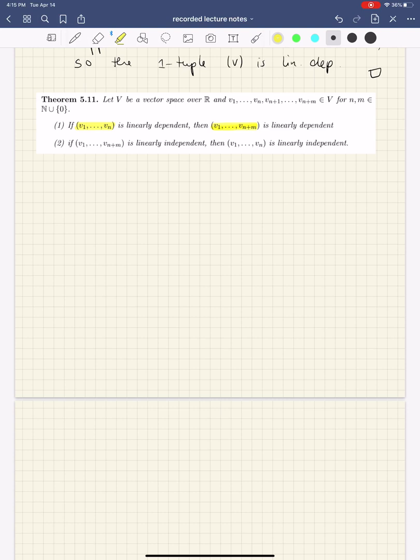And then the second one is the other way around. If I start with the longer tuple and suppose they're linearly independent, then the shorter tuple should be linearly independent. It's pretty much the contrapositive of the first one, but we'll prove it separately. Let us convince ourselves that this should be true. If there's no linear dependence witnessed amongst this longer tuple, then I cannot possibly witness a linear dependence amongst the smaller tuple, because, as we argued before, a linear dependence amongst the smaller should induce a linear dependence amongst the bigger.